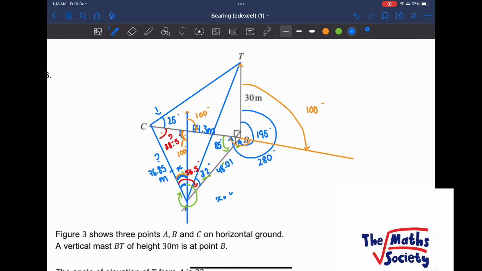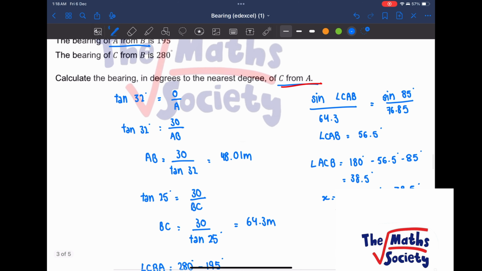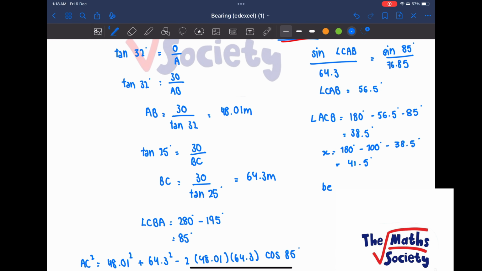Because we know this little x, if we subtract it, we can get this bearing as well. To get the bearing, it is just 360 degrees minus 41.5 degrees. And that's why you'll get an answer of 319 degrees rounded off. So that should be your bearing.